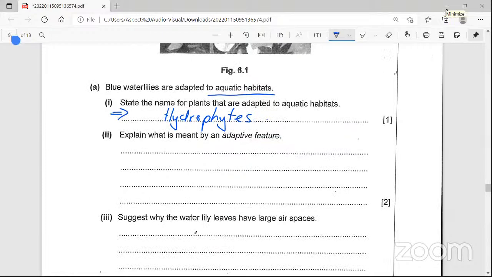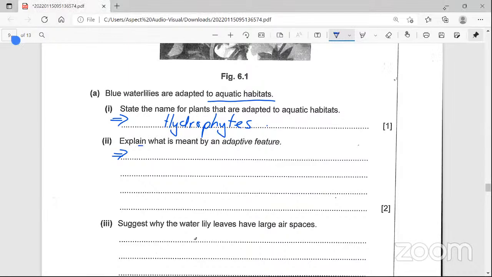So we move on to the next part. Explain what is meant by an adaptive feature. What is an adaptive feature? Adaptive features are the inherited functional features of an organism that increase its fitness. Yes, excellent. These are the inherited functional features of an organism that increase its fitness.